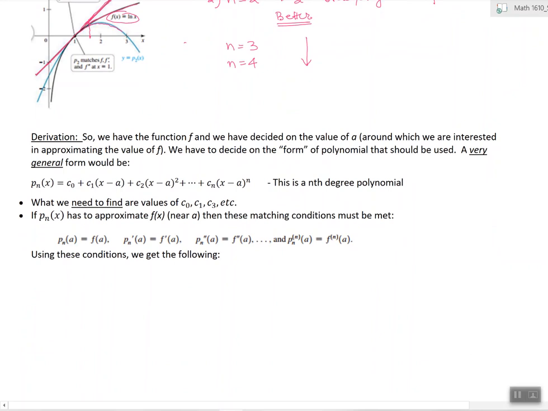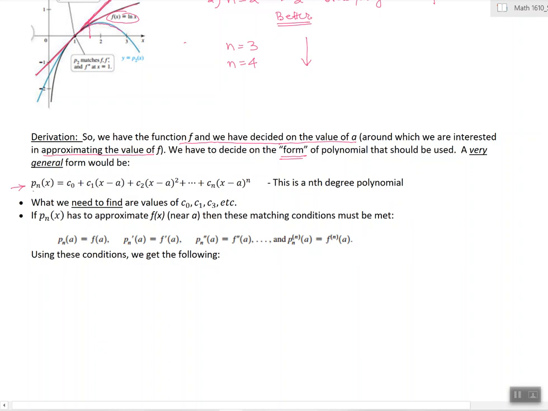So we have a function f, and we have decided on the value of a around which we are interested in approximating the value of f. So a we have to decide before on. Now we have to decide on the form of the polynomial. How do you want this polynomial to look like? So a very general form would be something like this.